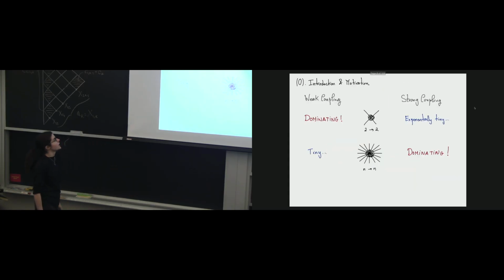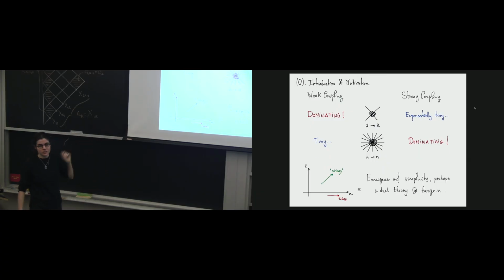But in general, when we think about different scattering processes that we can consider, if we want to learn something that's happening at strong coupling, then 2-to-2 scattering, even though it's dominating at weak coupling, is exponentially tiny at strong coupling, while the opposite holds for the case of n-to-n. So at strong coupling, the things that will mostly be happening are processes that involve a large number of particles.